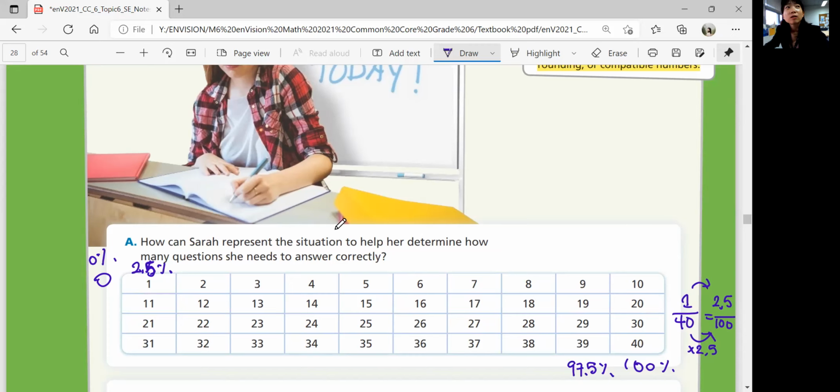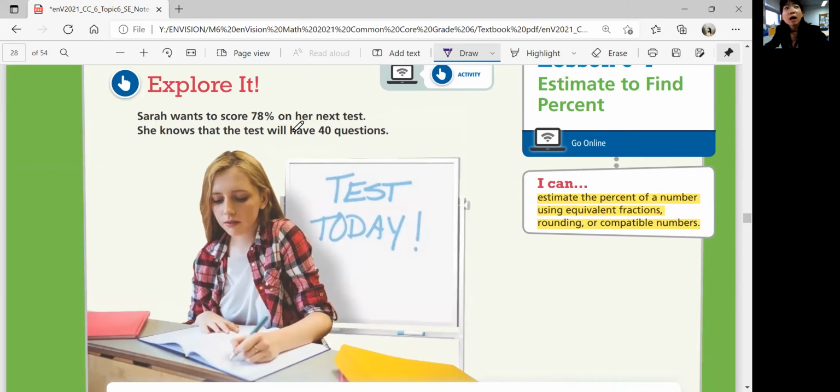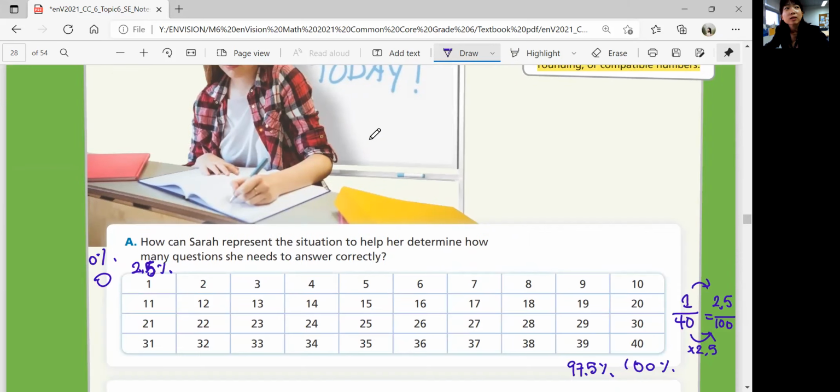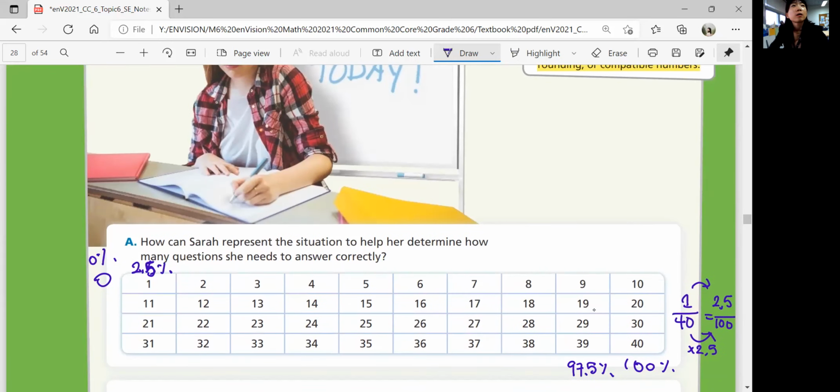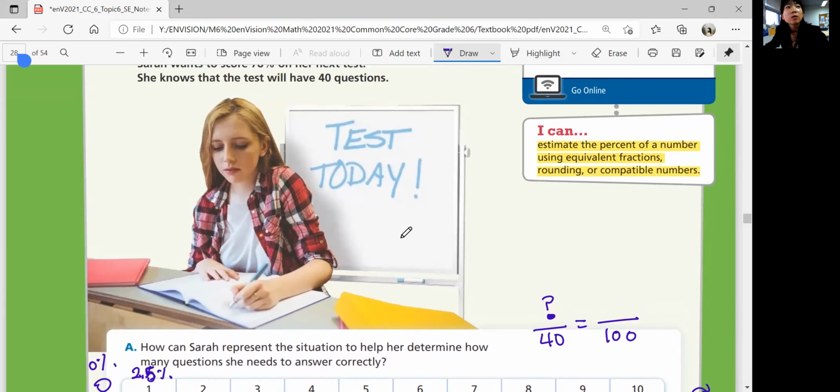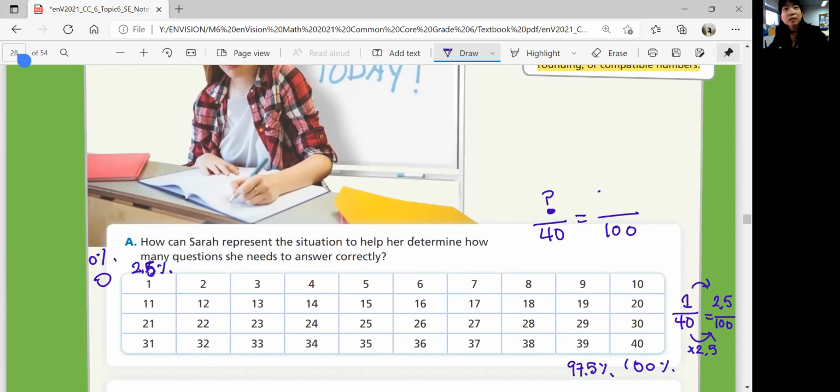But she wants to know how much would be 78%. Okay. So 78% would be, that's 40 out of what, how many, we don't know. So that's a question mark. But we know that 40 is going to be 100%. And how many questions would be 78?